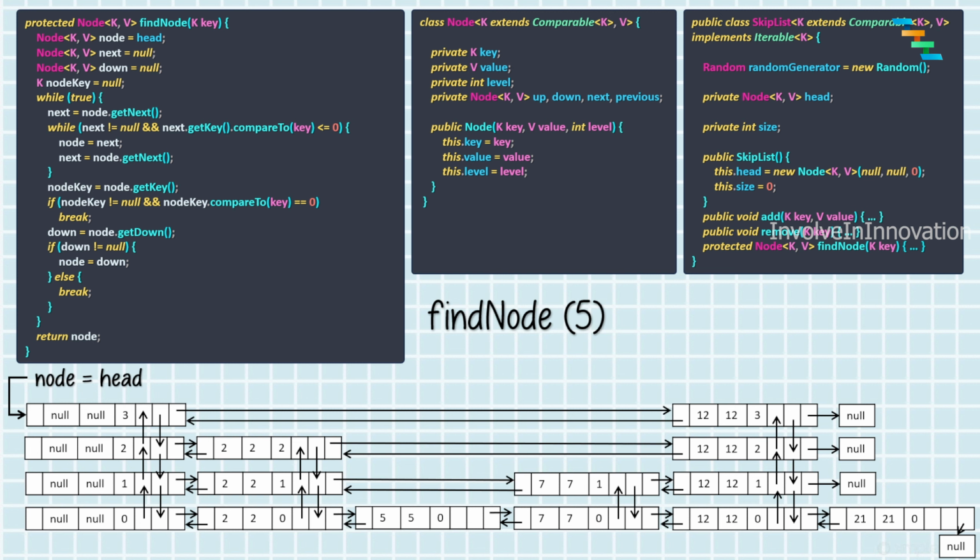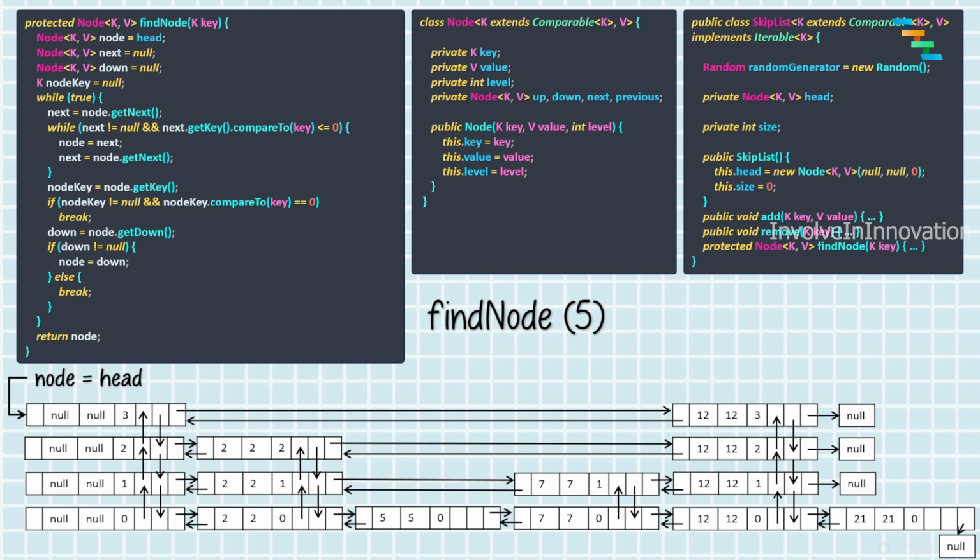We have three variables here: key, which holds the node key, value, which holds the value, and level, which represents the level of this node. And we have four node references. They are up, to reference the node which is connected up, down, to reference the node which is connected down, next, to reference the next node to this node, and previous, to reference the previous node connected to this node. The constructor takes in key, value, and level, and there are getters and setters for all these variables.